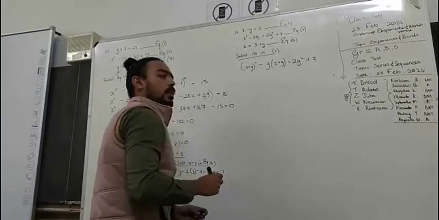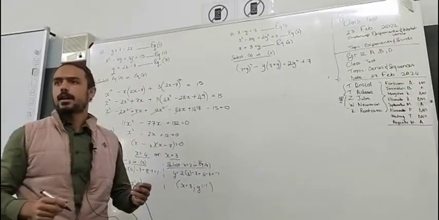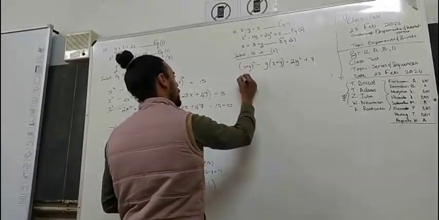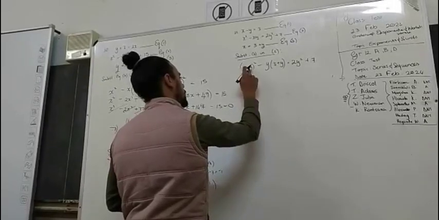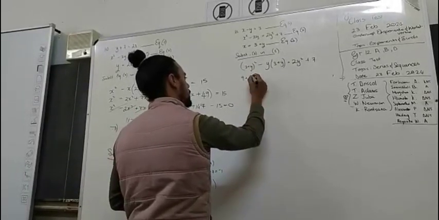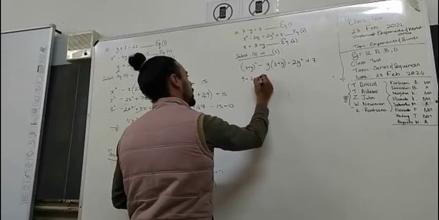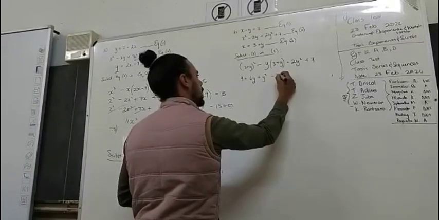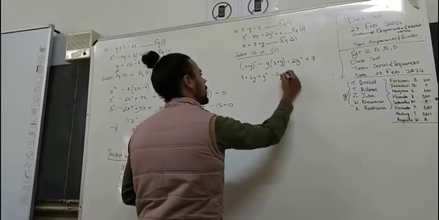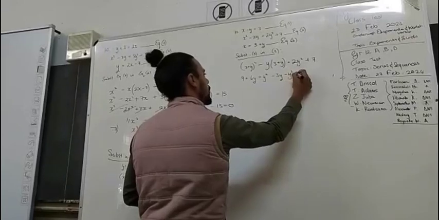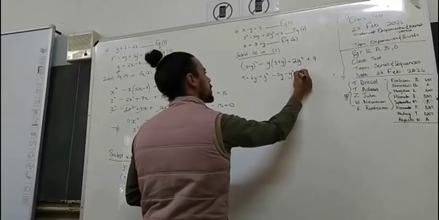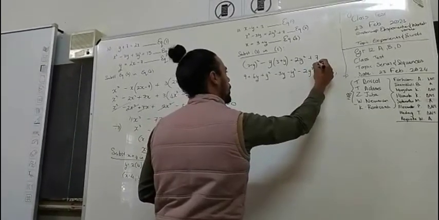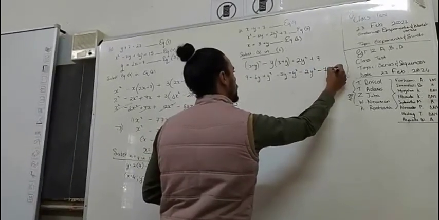Alright, let's go do the expansion. So that becomes 9 plus 3 times y, 6y, and then the last term is going to be y squared. This is going to be negative 3y, and then negative y squared equals to, I'm going to bring that over, so that becomes negative 2y squared minus 7 equals to 0.